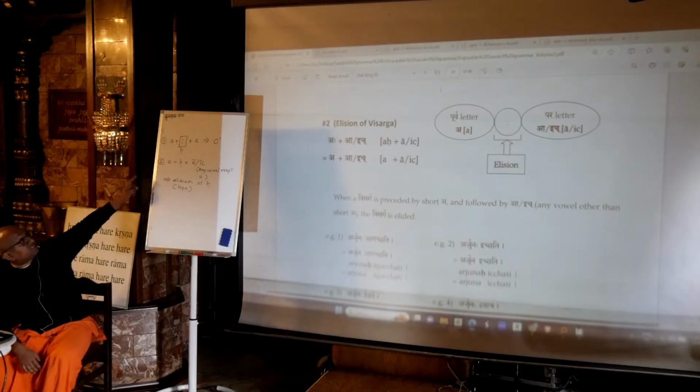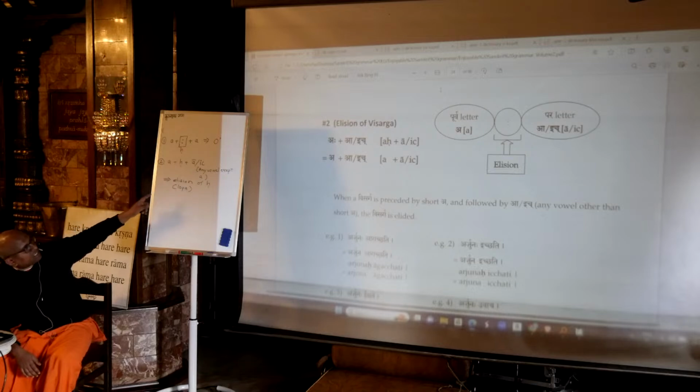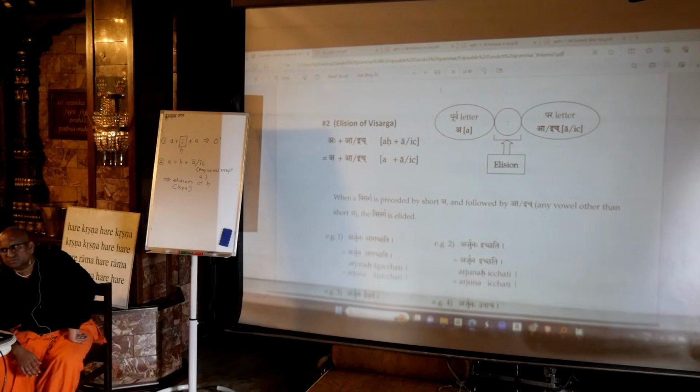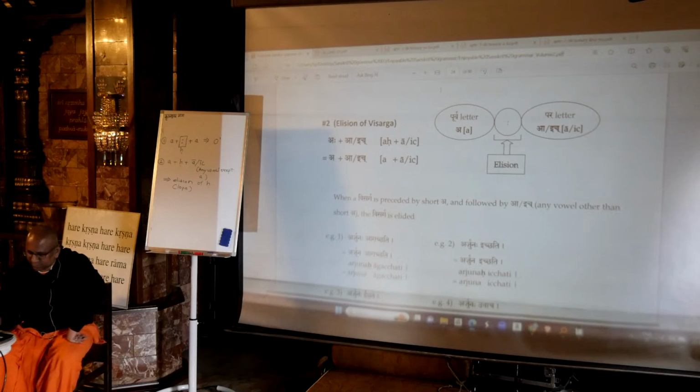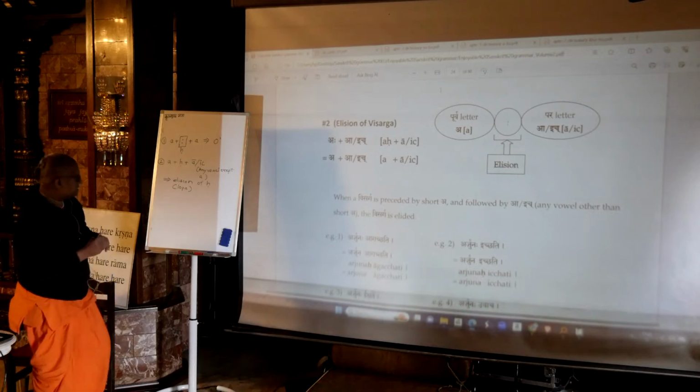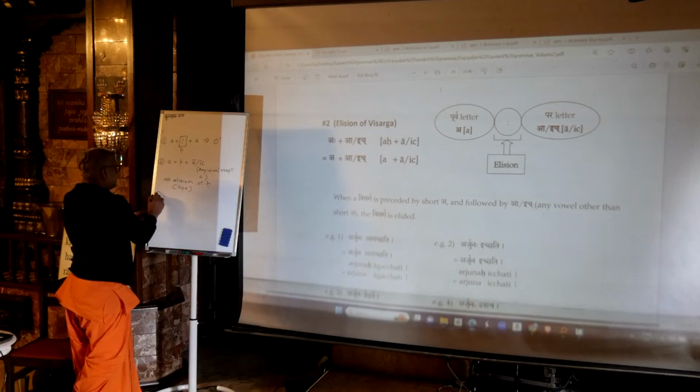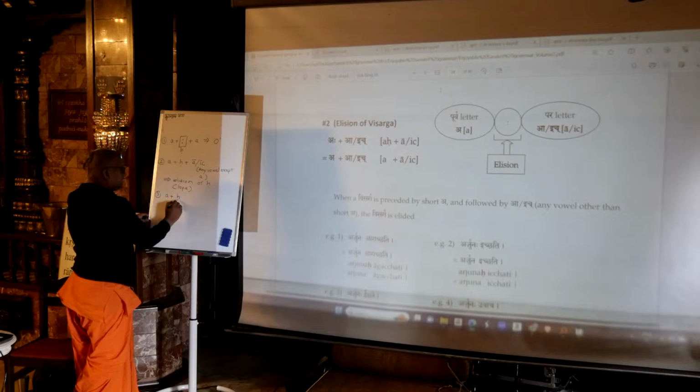So you can see, before Visarga we saw Akara, and after Visarga we saw Akara, we saw all other vowels. What should be the next thing? Next case? Consonants, very good. That's the third one: Akara before Visarga, then there is Visarga, and followed by consonants.